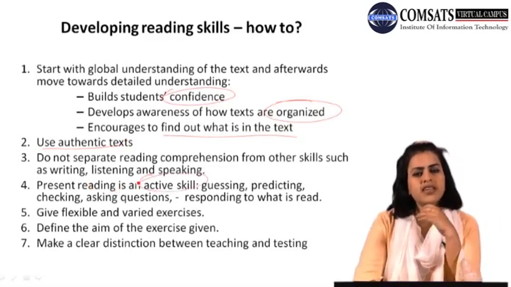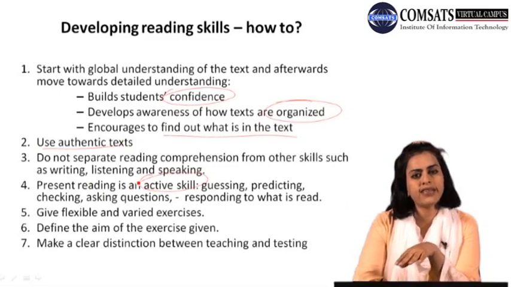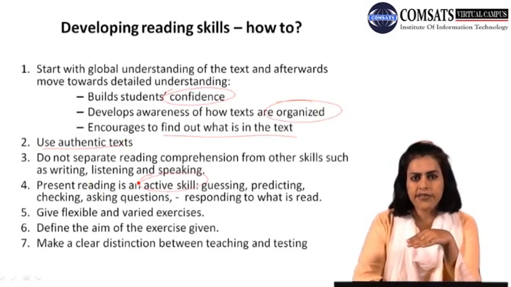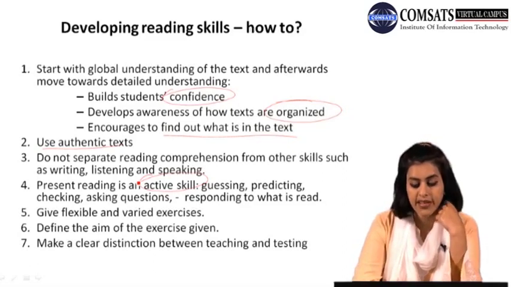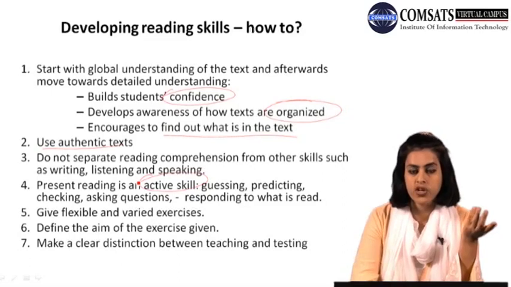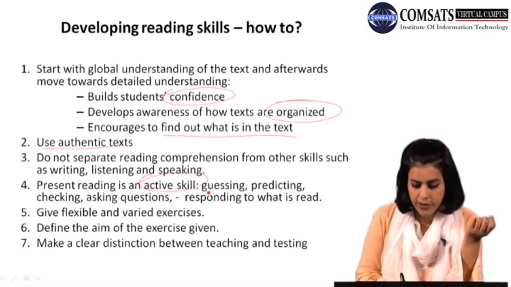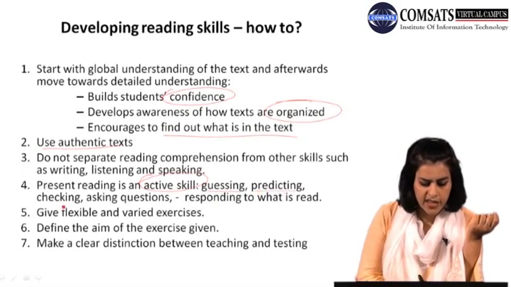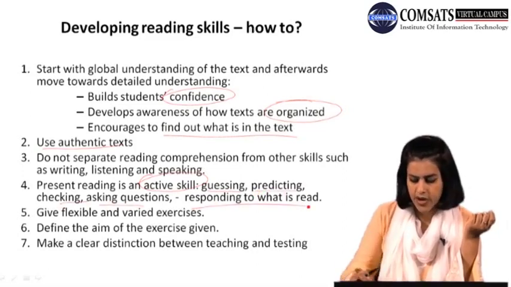Now we say that these receptive skills like listening and reading are not active skills, but reading is an active skill. For example, you are trying to guess what is going to come up next. You are trying to predict what is going to come up next. Checking, asking questions, responding to what is read.